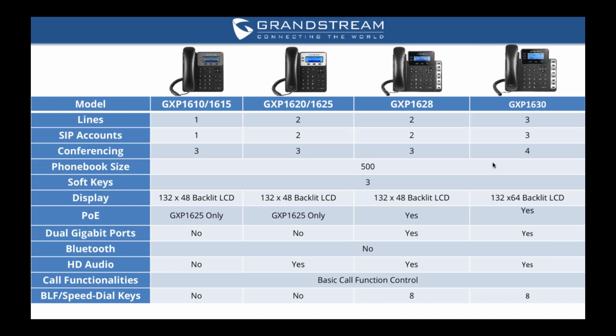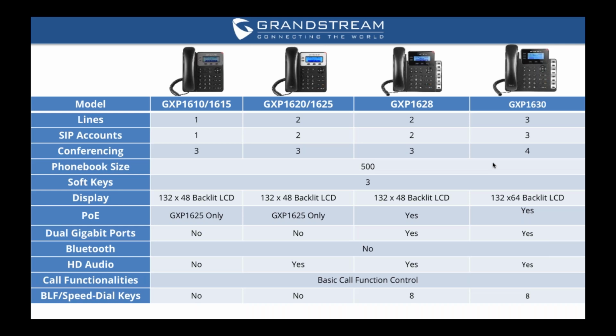So the 1610 and 1615 are basic non-backlit one-line phones. The 1615 will give you PoE. That's the difference there. The 1620 and the 1625 are backlit two-line phones. The difference between both of those is the 25 will give you PoE, the 20 won't.